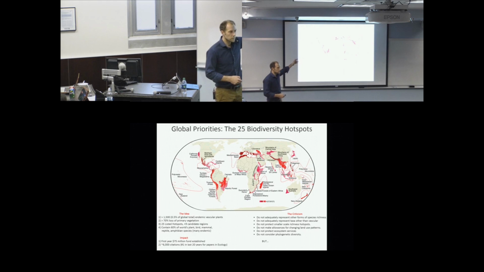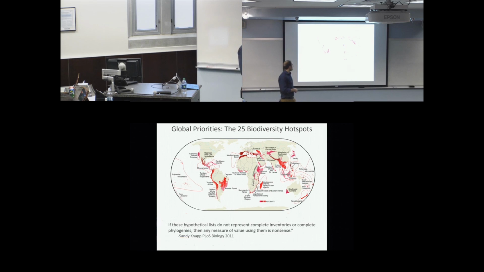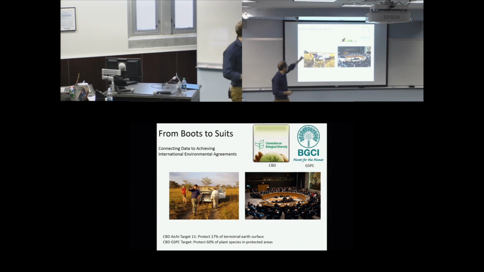So like biodiversity hotspots, which most of you have heard, they're huge in the conservation world. They have garnered a lot of the money. The paper by Norman Myers is one of the most highly cited papers in ecology, and they're kind of a big deal. There's also things like the Convention on Biological Diversity, which wants to figure out where to set aside places to protect 60% of plant species, and they also want to protect 17% of the area.